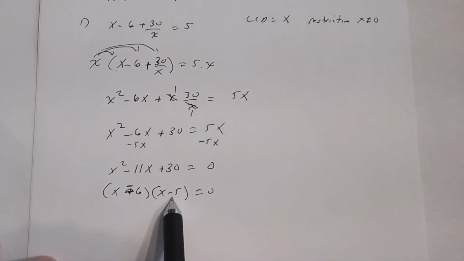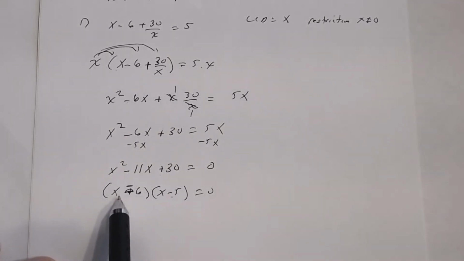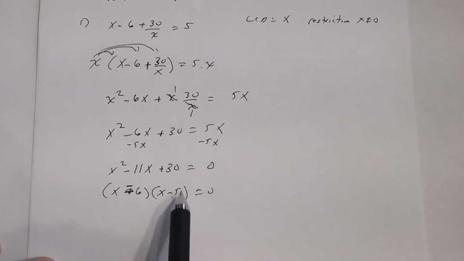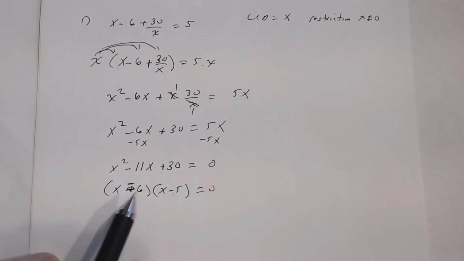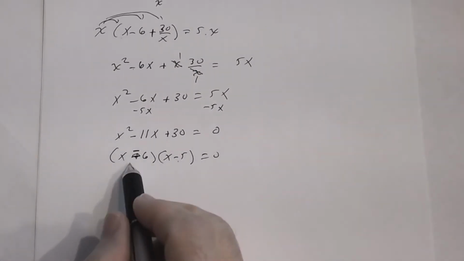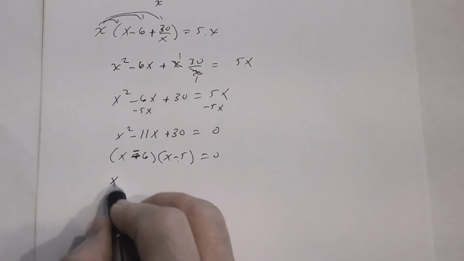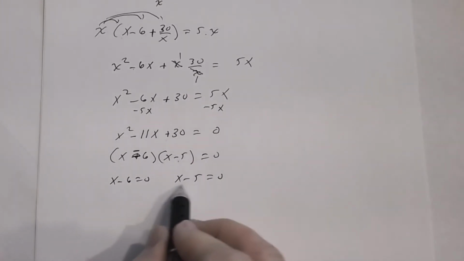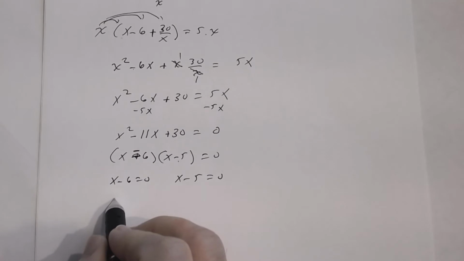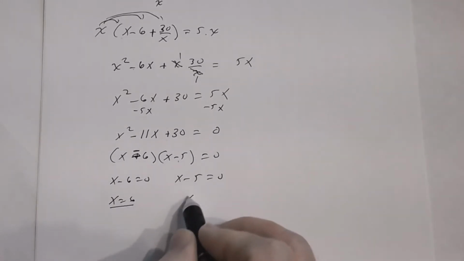A negative 6 times a negative 5 is a positive 30. And then a negative 6x and a negative 5x, if you look at the outer inner, that gives you a negative 11x. Okay, now once you get to that point, remember the next step is to set each factor equal to 0. So x minus 6 equals 0, x minus 5 equals 0, and then now you have these linear equations, and you solve for x, so x equals 6, x equals 5.